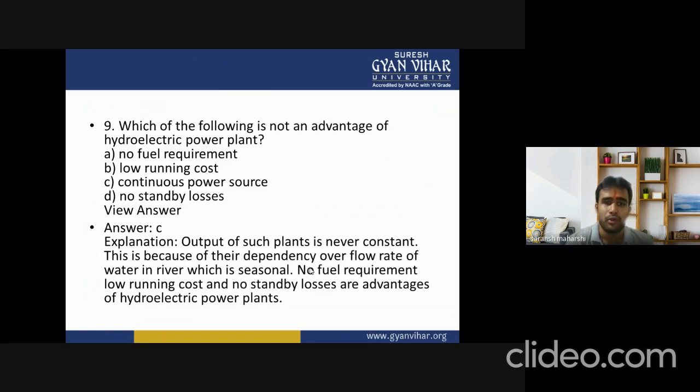Question number 9. Which of the following is not an advantage of the hydroelectric power plant? Option A, no fuel requirement. Option B, low running cost. Option C, continuous power source. Option D, no standby losses.